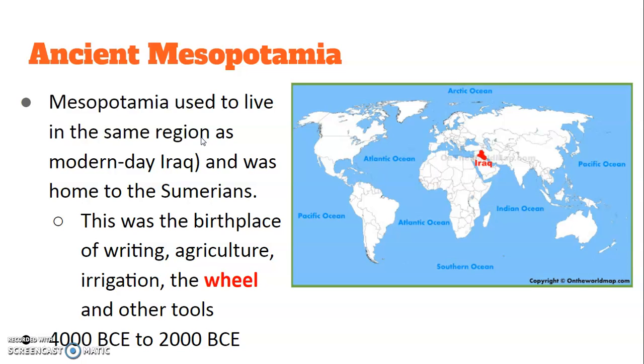Mesopotamia was home to the Sumerians. Okay, this was the birthplace of writing, agriculture, the wheel, irrigation, and a lot of other tools. And they existed from 4000 BCE to 2000 BCE. So this is year 2000 CE, or Common Era. Then they started about 6,000 years ago, and they died out about 4,000 years ago.